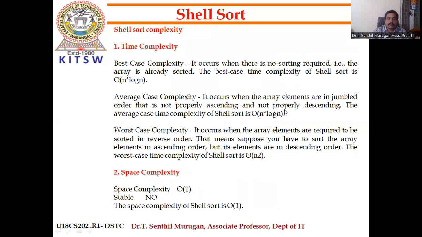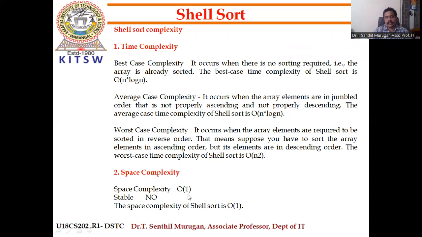What is the time complexity? In the best case, it is n log n. It occurs where no sorting is required, that means the values are already in sorted order. Then we check only half of the elements, so we can perform it with n into log n operations, comparing 50% of the values. The average case complexity is also the same, with the values jumbled at 50%, but the worst case is similar to insertion sort.